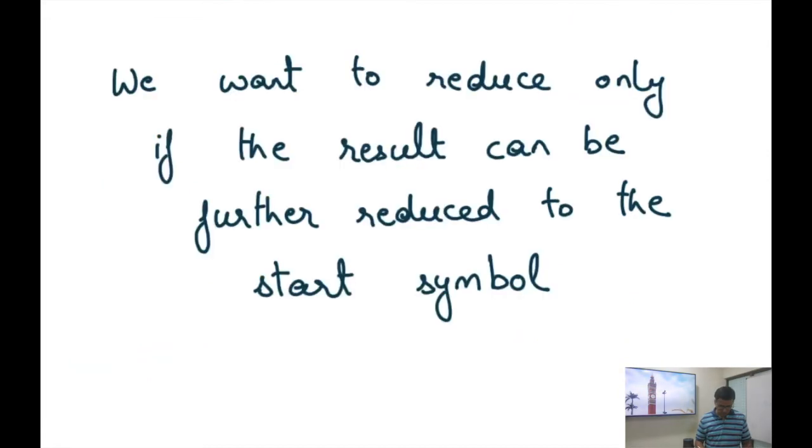In other words, we want to reduce only if the result can be further reduced to the start symbol. That's the informal intuition of when we want to reduce. We just saw with an example that some reductions will not eventually lead to the start symbol while others would, and so we want to identify which reductions would lead us to the start symbol and which won't. We also said that we could always implement a backtracking based strategy, but now we are interested not in a backtracking strategy but a predictive strategy. So we want to predict whether to shift or reduce.